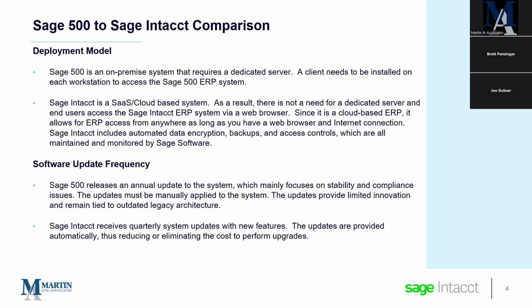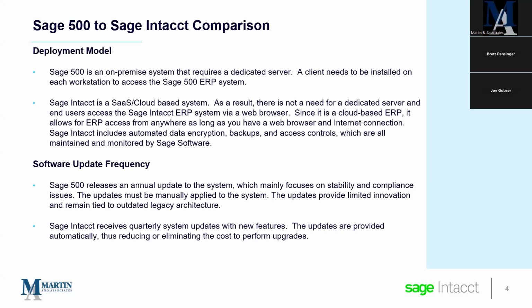Software update frequency. This is a big difference between Sage 500 and Sage Intacct. Sage 500 releases an annual update to the program. Usually it's annually. These updates focus mainly on stability and compliance issues. What they're really trying to do is just keep the product up and running with the new technology for the most part, and any compliance issues that need to be addressed as well.